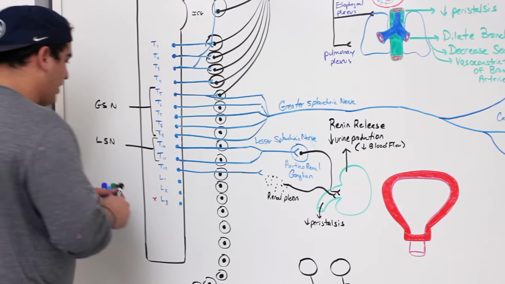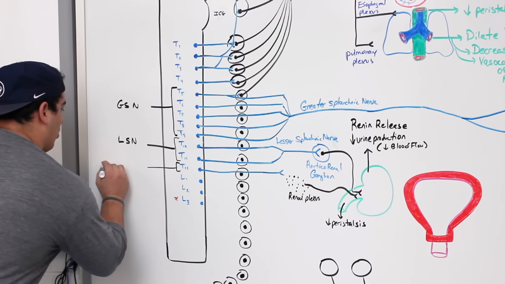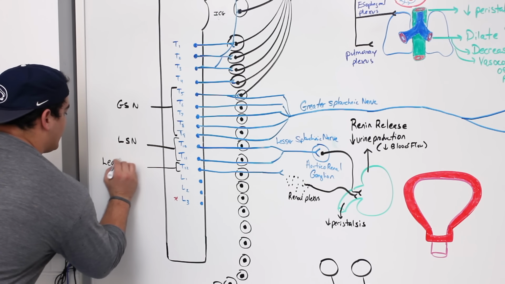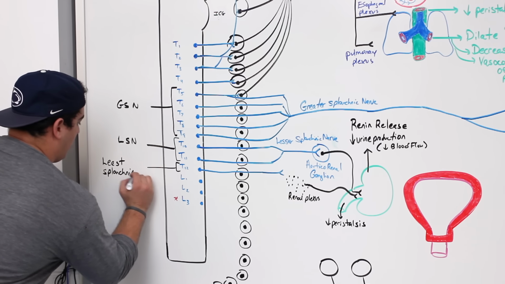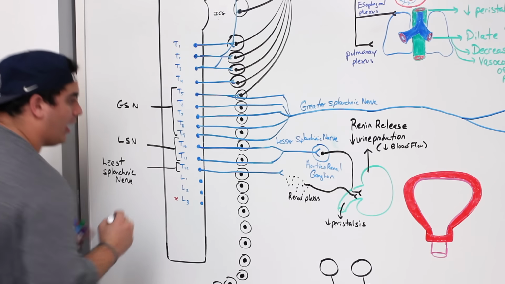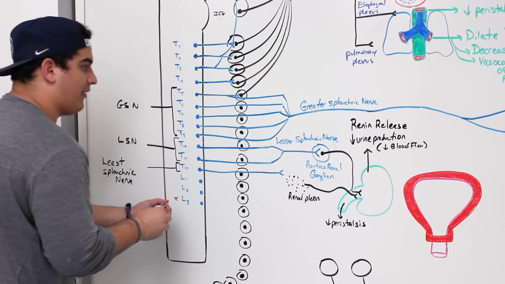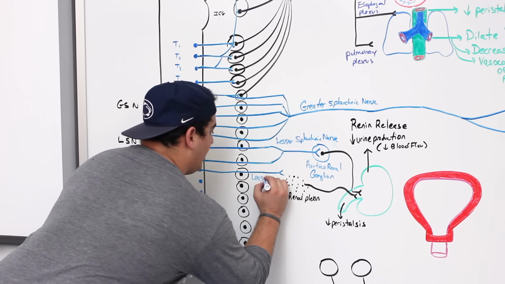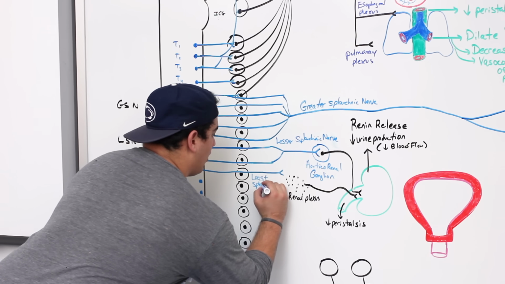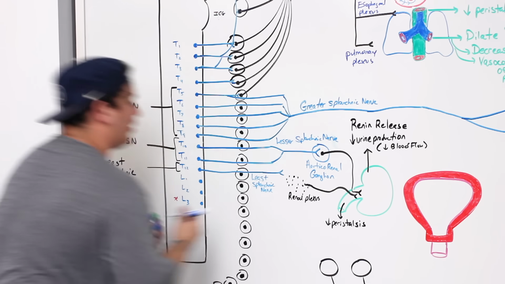All right, so we've got T12 here. I should tell you what this is called. This is called the least splanchnic nerve. So this fiber right here, I'm going to denote it with L. Actually, I'm going to write it here because it's the same thing here. This is called the least splanchnic nerve.